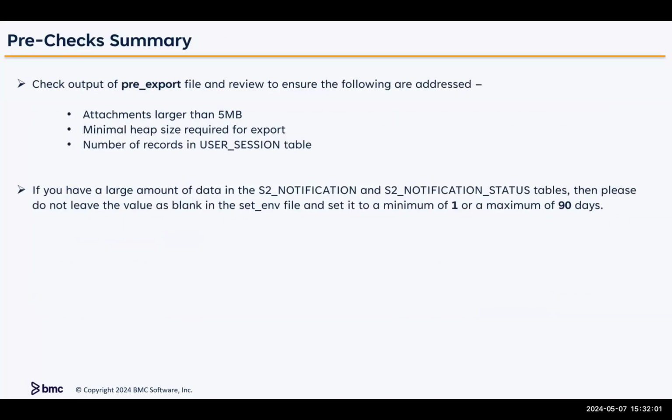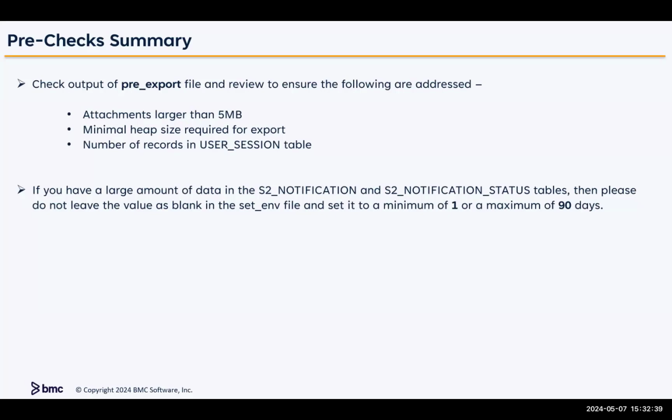So we did talk about the pre-checks, like the pre-export file. We can see from the pre-export file, there are some details that are given to us. Examples like attachments larger than 5 MB, the minimal heap size required for export, and the number of records in the user session table. So we need to review the details and make use of this pre-export file before running the export.